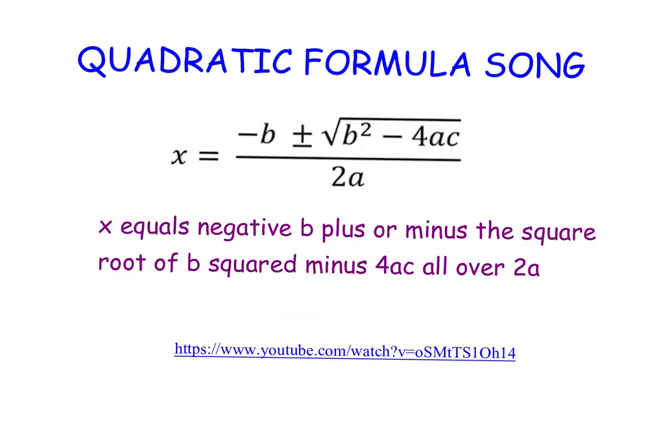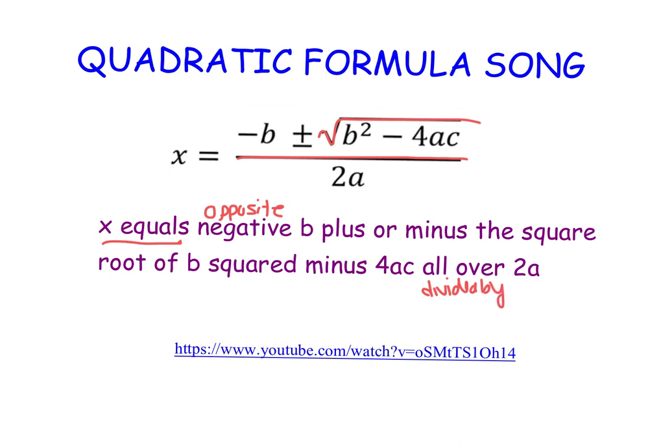Now, this formula is commonly read as x equals, and then it says negative b. You can really call this opposite b because it's going to have the opposite sign of b. So x is equal to negative b plus or minus the square root of b squared minus 4ac, all divided by 2 times a. So that's our quadratic formula.